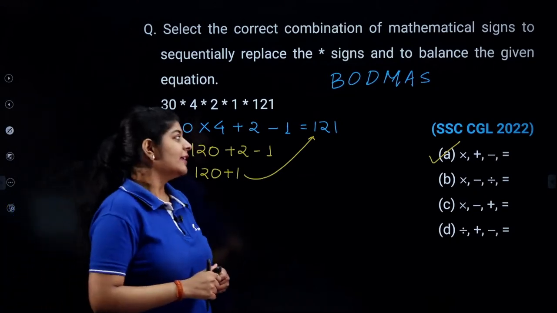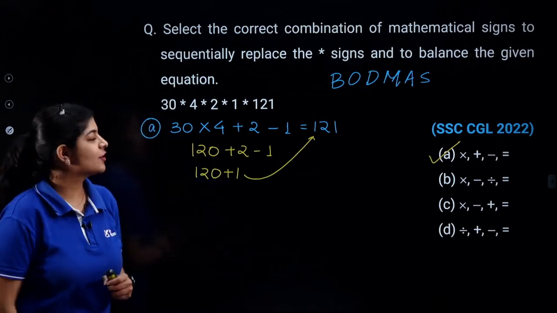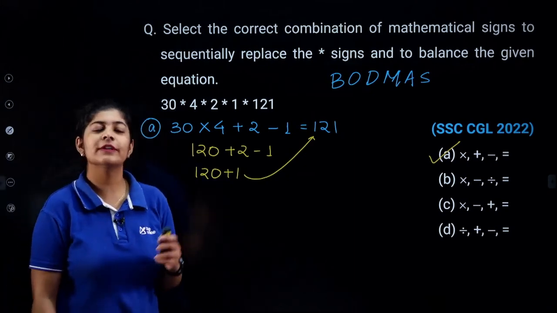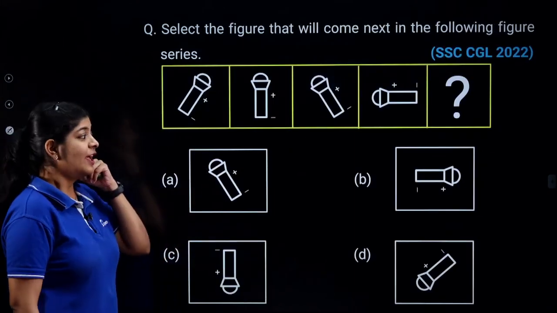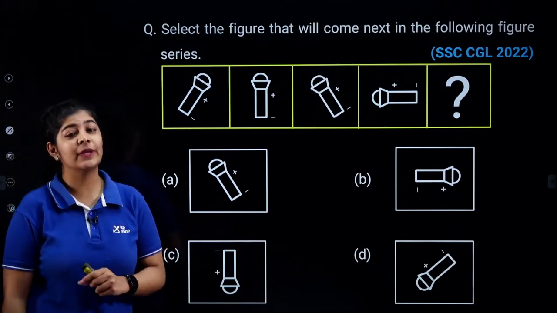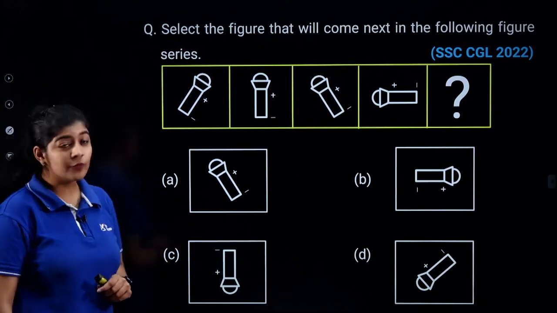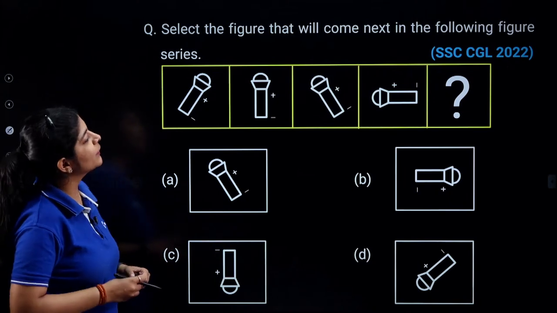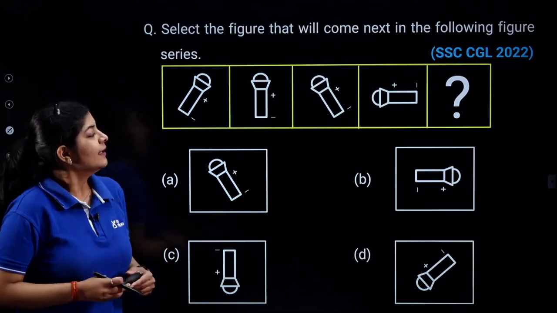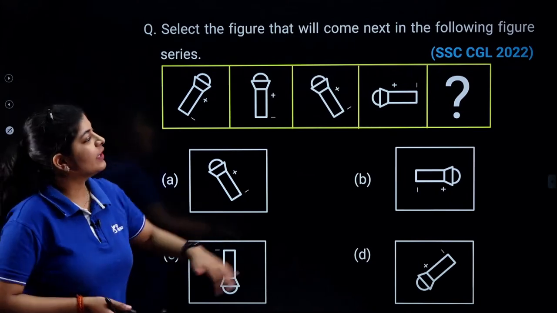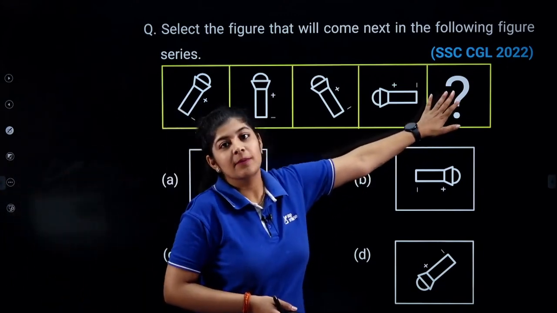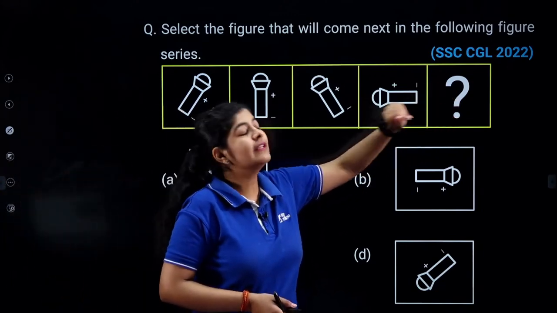Okay. Now, very good Saurabh, we need to go with the next one. So basically this type is also very easy. This is your non-verbal reasoning, and there is a figure series given and we need to identify the next term.